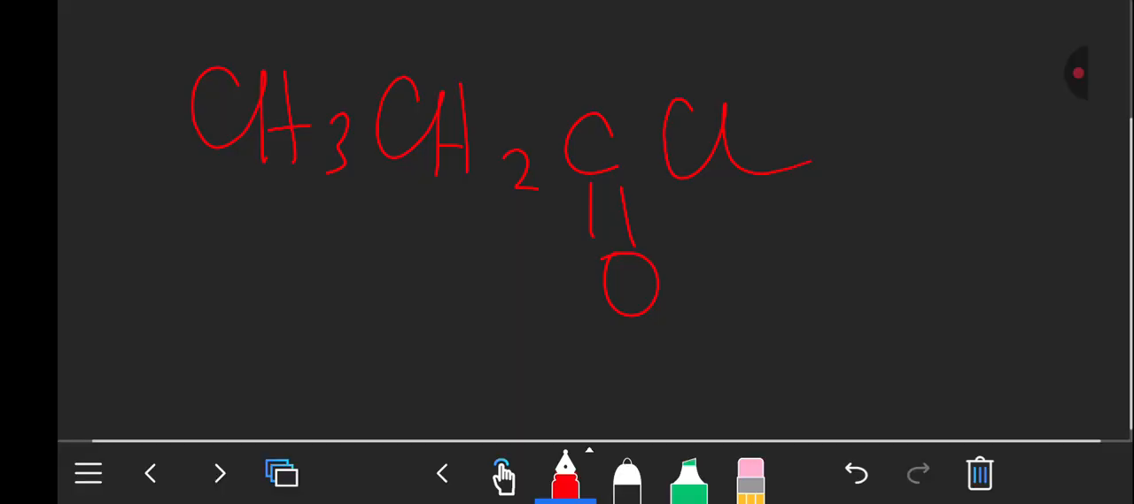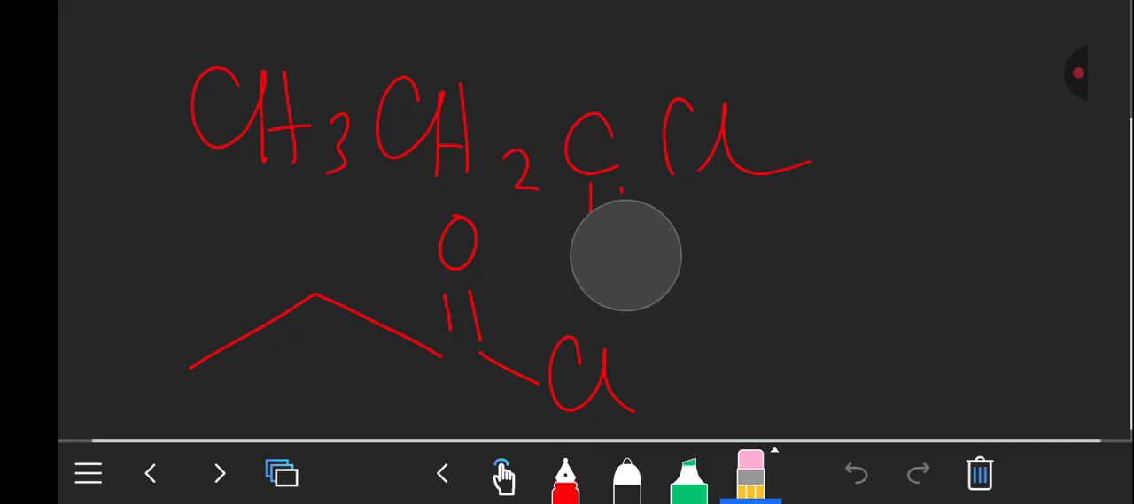So what would be the name? So I just get to count the carbons. For easy understanding, let's represent this in a skeletal structure. Okay, how many carbon atoms do we have? So there are 1, 2, 3. There are 3 now. So at carbon number 3, we have that oxygen, and we have the chloride there. So what would be the name?